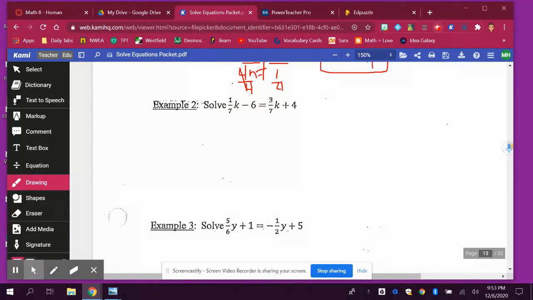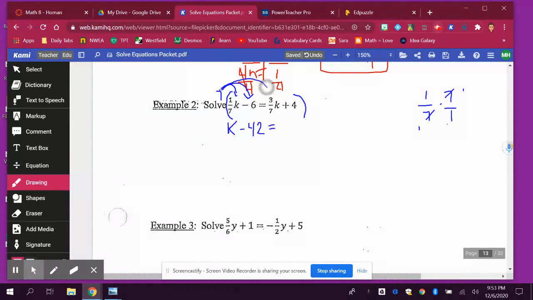All right, so here we go. I'm going to change colors here, and I'm going to multiply this time by 7, because 1/7 times 7 equals 1. So this is 1k. I'm going to multiply times the 6 as well. So 7 times 6 is 42. Actually, 7 times negative 6 is negative 42.